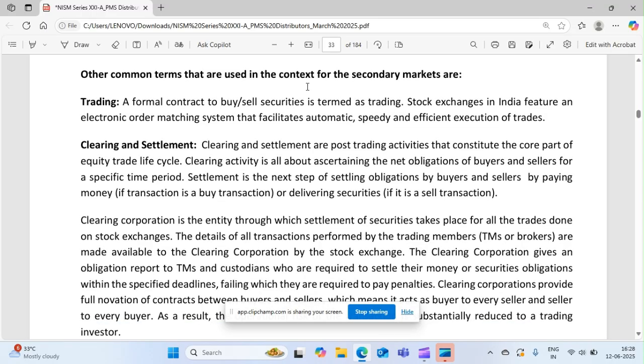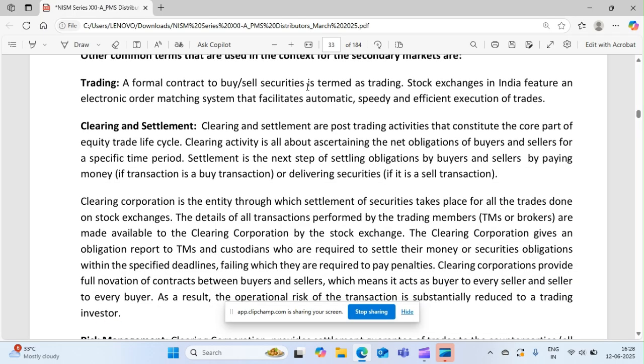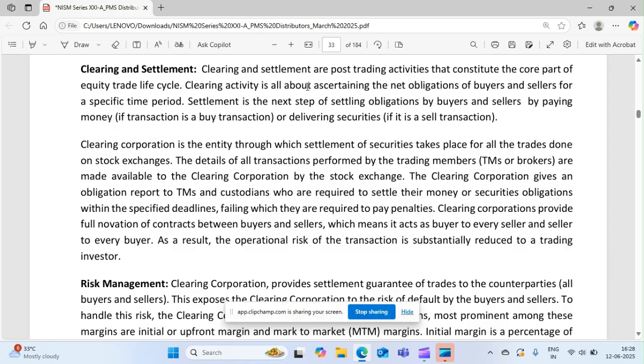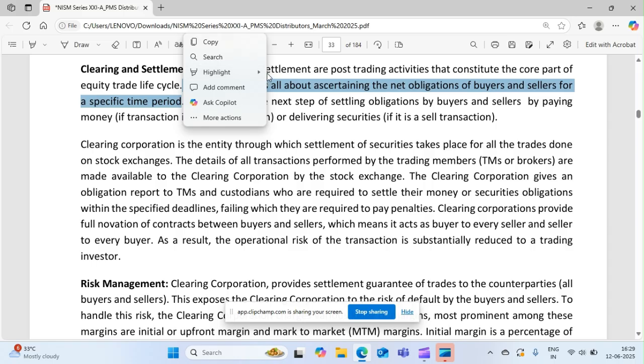Now, what are the other terms that you will come across? Trading. Trading is simple: buying and selling of securities on recognized stock exchange as well as on OTC. What is clearing and settlement? Clearing is a process through which what a buyer is supposed to give and receive is identified, and the same applies to the seller also. So clearing and settlement are post trading activity. Clearing is about identifying the net obligations of buyers and sellers, which I have already told you.